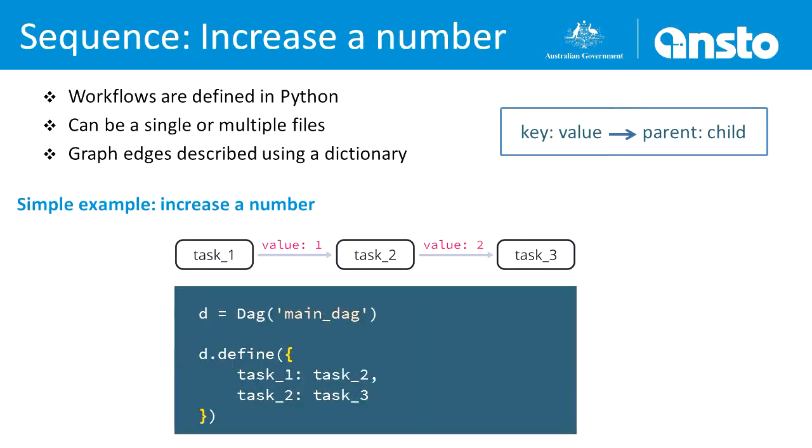So we create an object, a DAG object, that we offer in our library. And then it has a function called define. And then you see it's just a dictionary where you have task 1 followed by task 2, and then task 2 followed by task 3. And that describes your workflow.